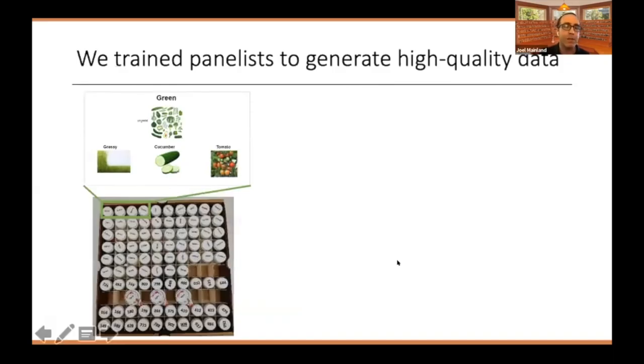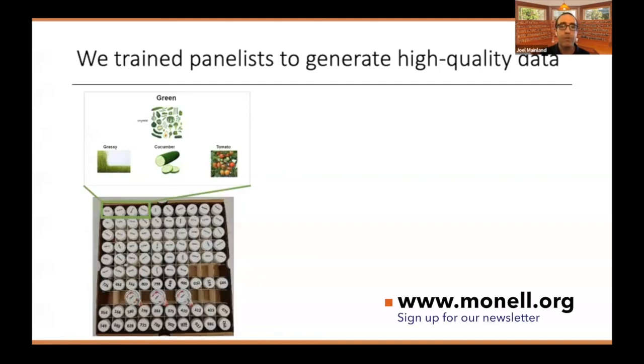We trained panelists using a lexicon of 55 odor labels. We gave them a reference kit, so every time we tell them to rate green, they have a vial which tells them what we mean when we write the label green. They also get different examples for other words like grassy, cucumber, and tomato that fall under this green umbrella. For each of the 400 molecules, at least 15 panelists rated how well these 55 labels applied to a specific odor.